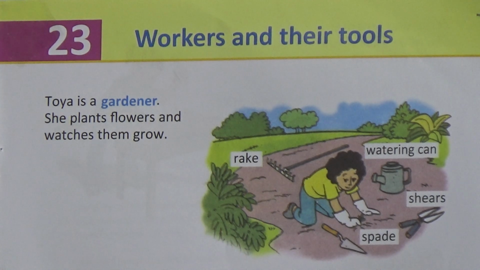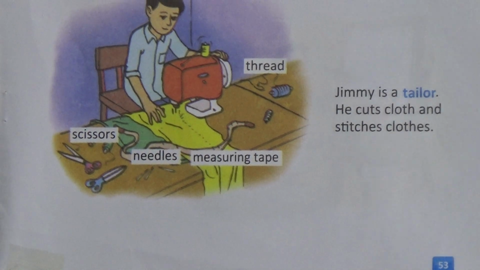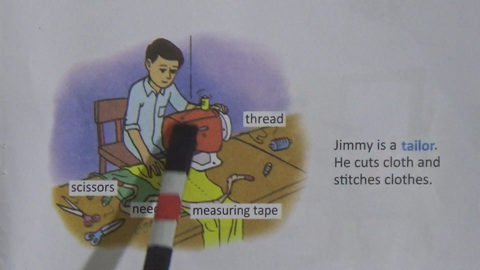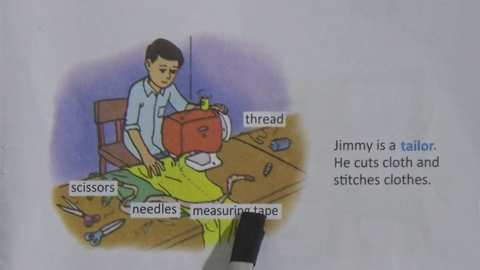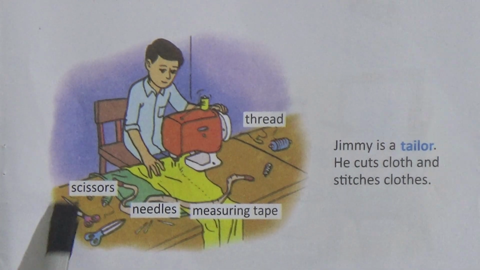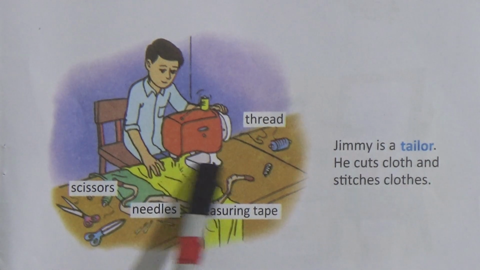Now next picture is here and here is written Jimmy is a tailor. Look at here this picture. He is Jimmy. He is a tailor. He cuts clothes and stitches clothes. He is using here is thread, here is measuring tape, and here is some needles, here is scissors, and this one is sewing machine.